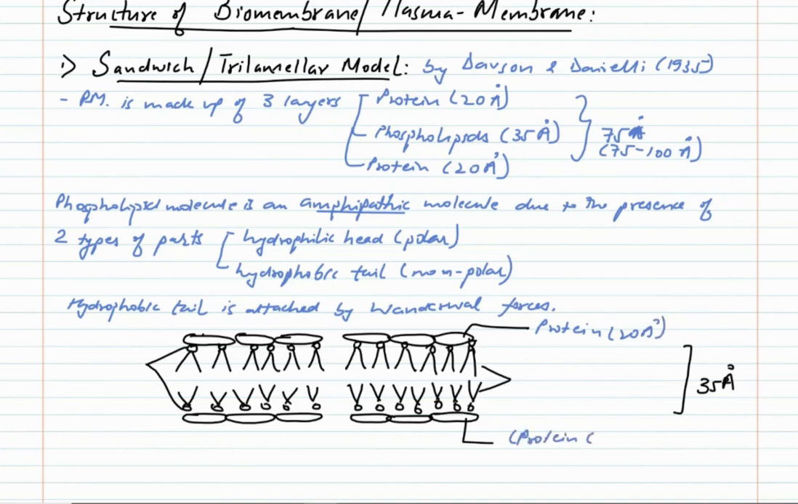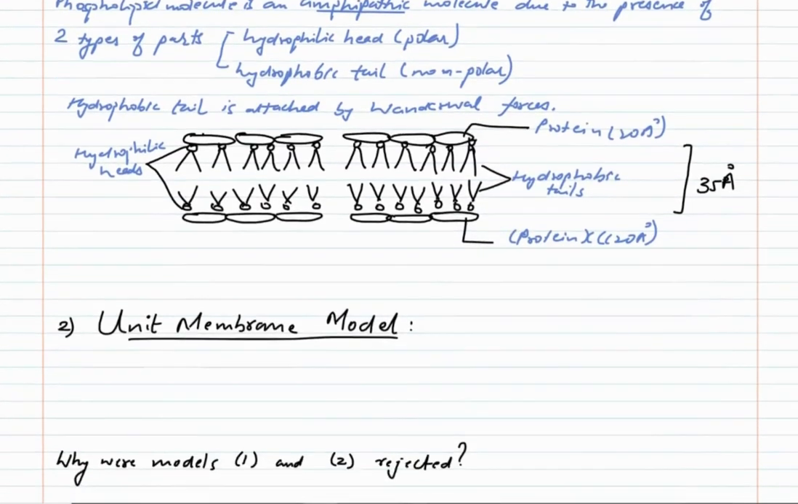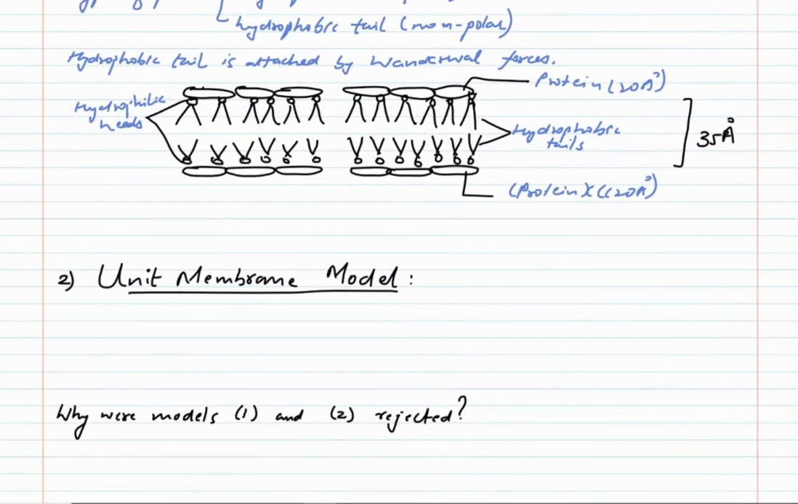Now this is the protein layer, 20 angstrom. This is again the protein layer, which is 20 angstrom. This is the phospholipid layer seen in the middle. These are hydrophobic tails, and these are hydrophilic heads. So this is the sandwich model or the trilamellar model.